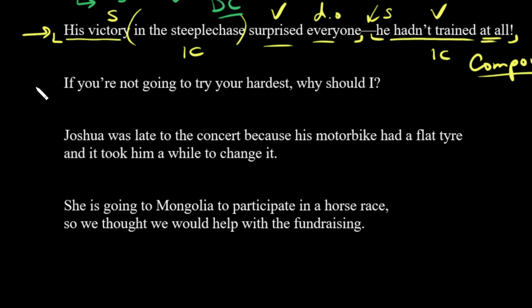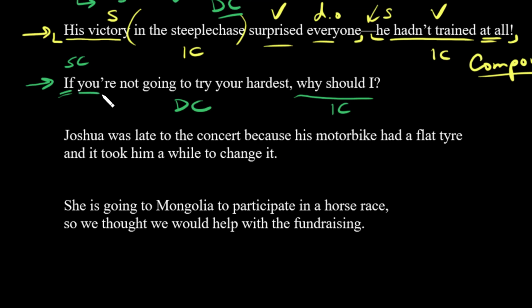All right, so let's move on to our next example. If you're not going to try your hardest, why should I? And when you start with this little word if, which is a subordinating conjunction, you right away get a clue that you're starting with a dependent clause. Because if you say if this, right, that's not complete, you need something afterwards that's going to complete it. So that's our independent clause.